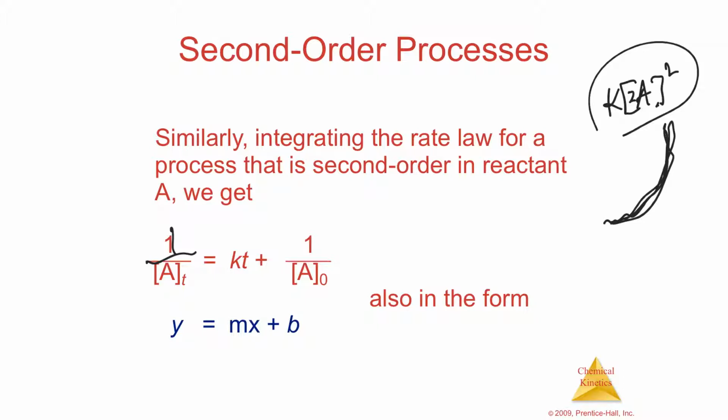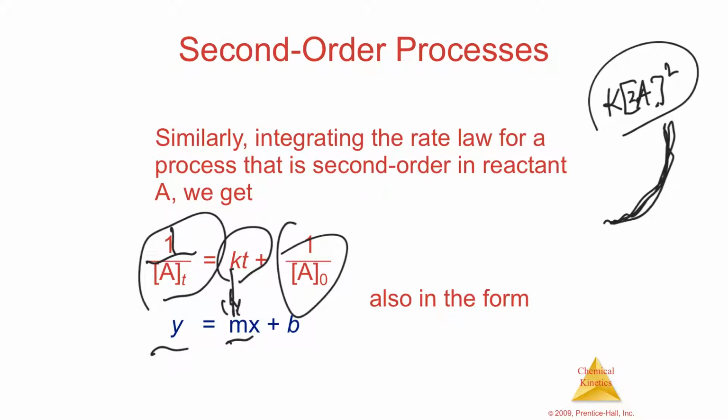And we're going to see that this is also in the form y equals mx plus b, and m is going to be k in this case. It's going to be positive k plus b. So what you're going to see is if you graph 1 over the concentration of A sub t, you are going to end up with also a straight line. We'll look at this in a second.